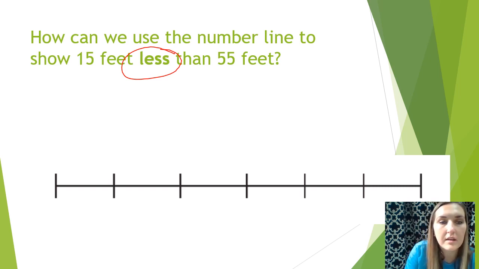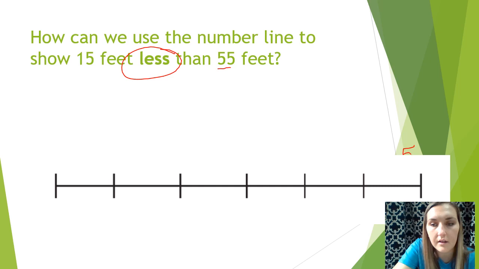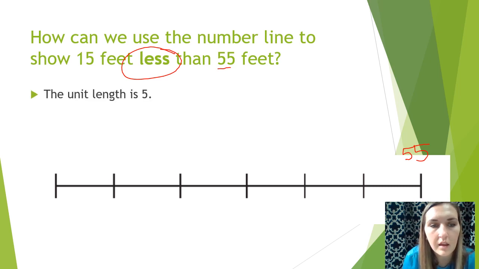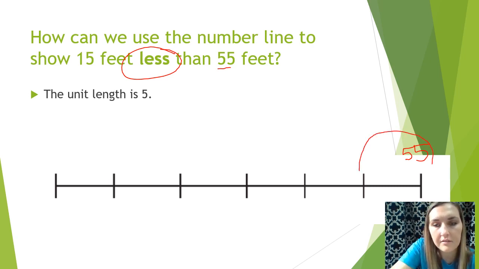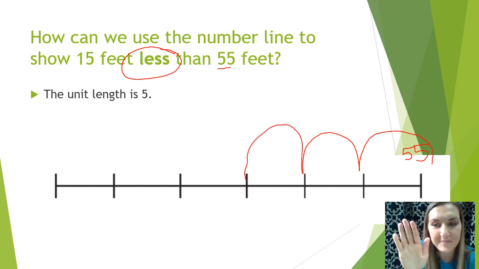Our starting point is what number? 55. Write that at the end of your number line. That is our starting point now for less. The unit length is 5. What are we counting by? 5. Let's count down and say stop when you hear 15. 5, 10, 15, stop.